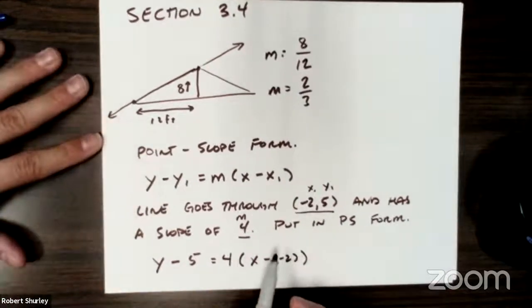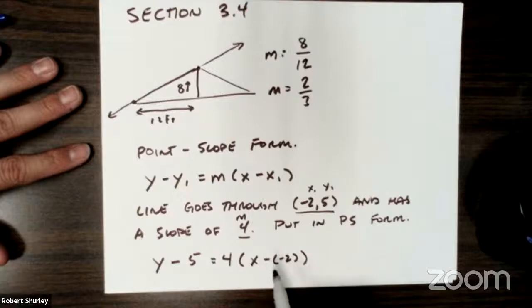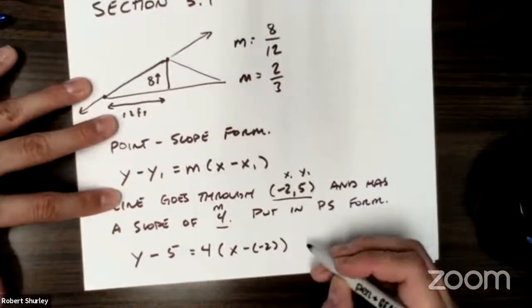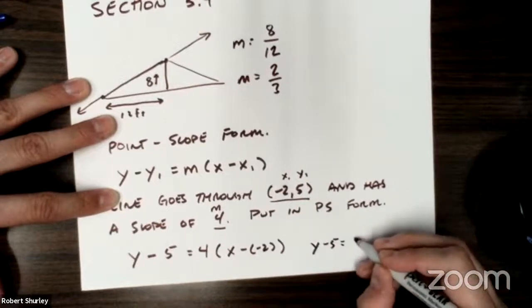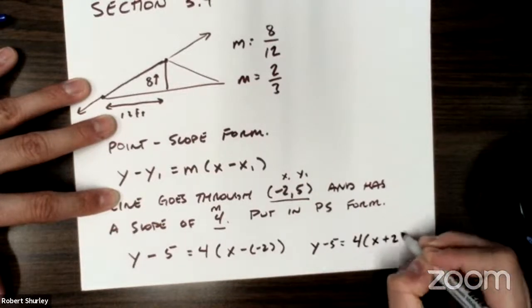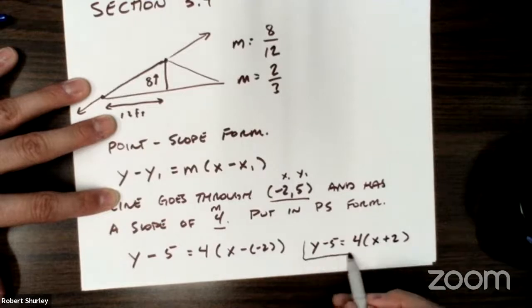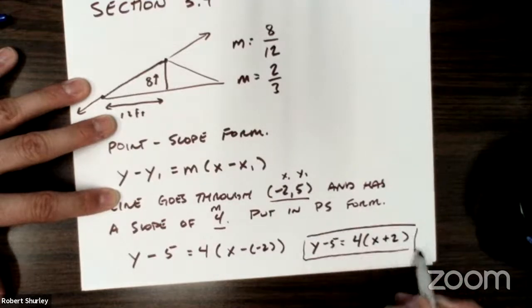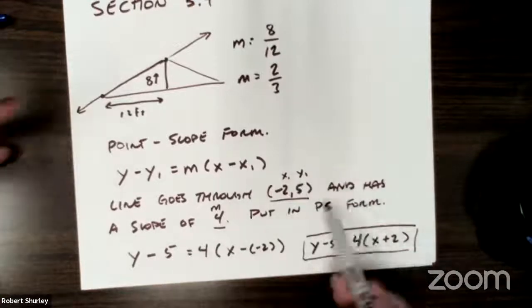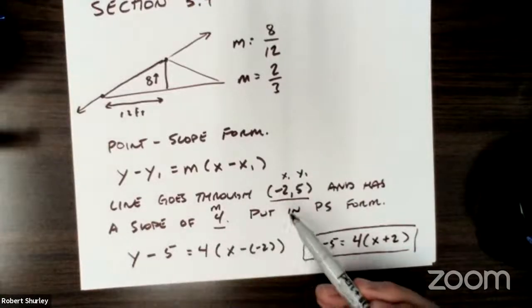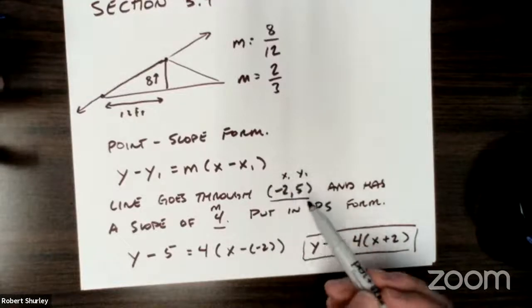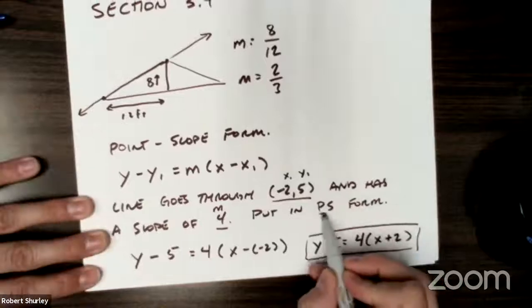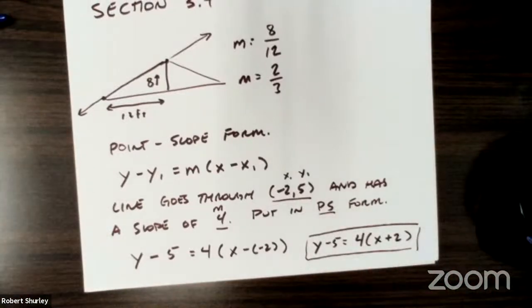Now we're going to clean this up. We're not going to leave 2 negatives hanging out there. We're going to say this is x plus 2. So this winds up being y minus 5 equals 4 times x plus 2. Boom. And we've put this information, really just some line in space on a two-dimensional plane that goes through this coordinate and has this slope, in point slope form. There it is.